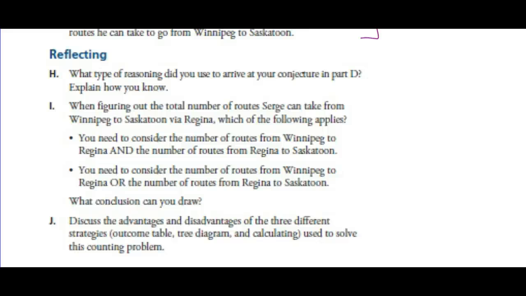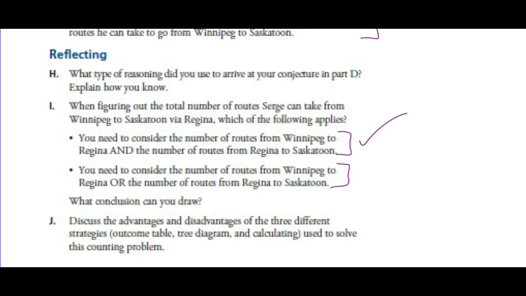Do we need to consider the number of routes from Regina to Winnipeg and the number of routes from Regina to Saskatoon? Or do you consider the routes from Regina to Winnipeg or from Regina to Saskatoon? So this one or this one? Are we doing an and or are we doing an or? And, to be safe, and for the win.